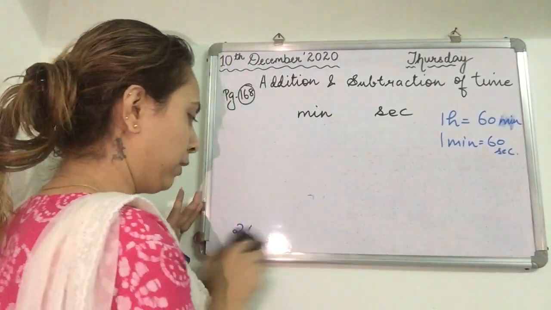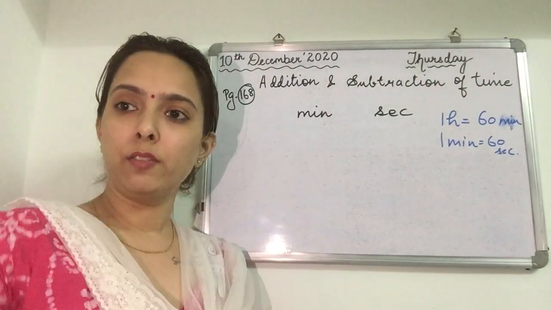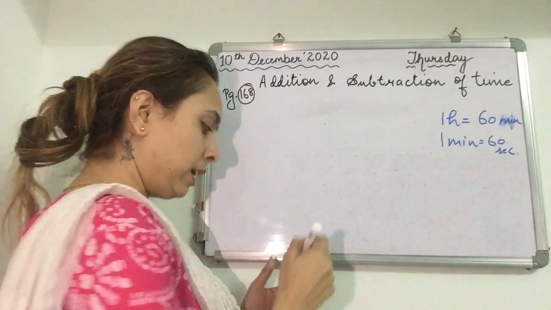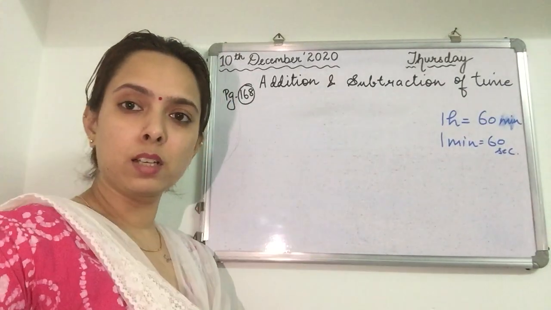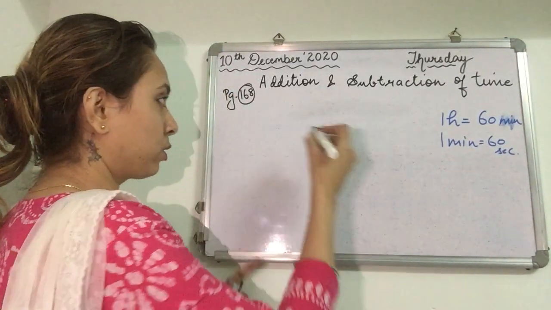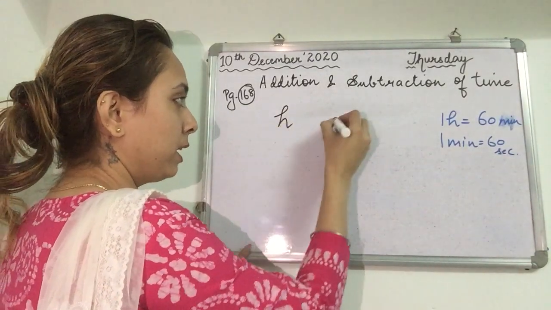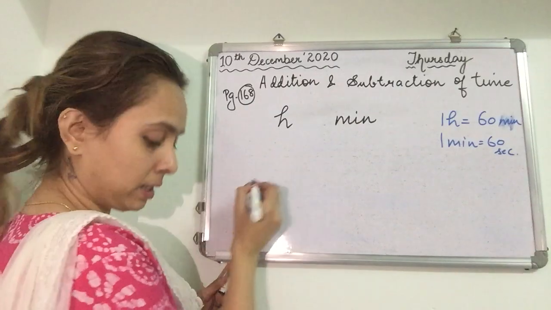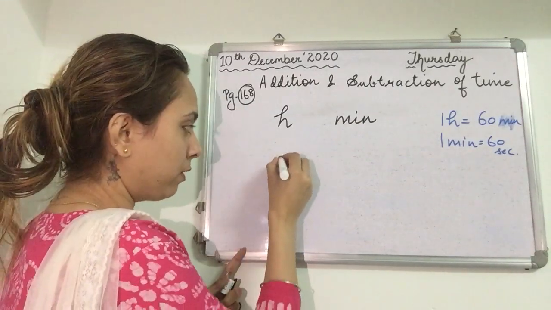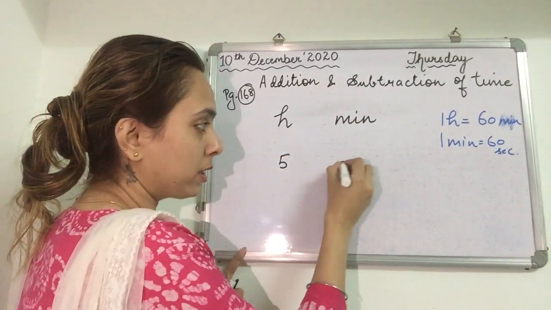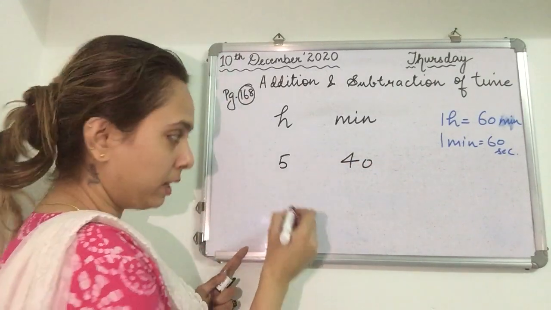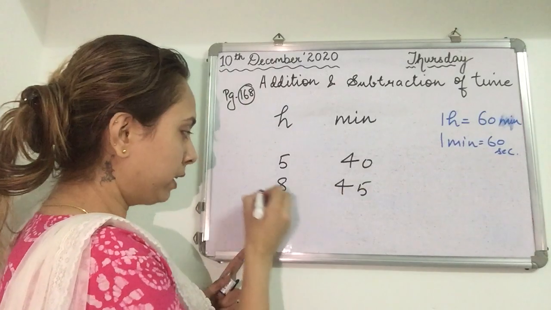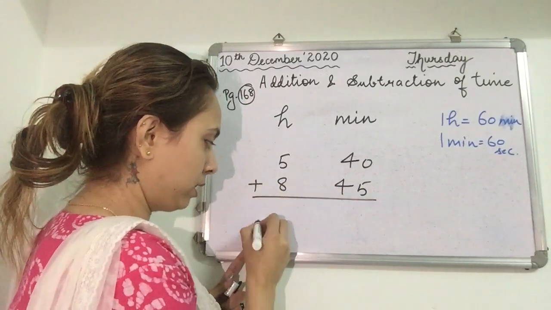I would like to explain this in a very simple manner. Here we have hours and minutes. What is the question? First is 5 hours 40 minutes, and 8 hours 45 minutes. Again we have to add.